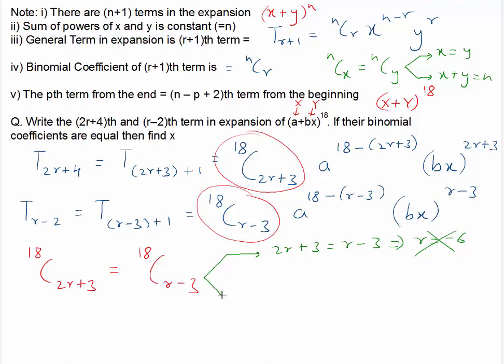So the second option is that 2r plus 3 plus r minus 3 equals 18. So this would give us 3r equals 18, or r equals 6, meaning when r equals 6, their binomial coefficients are equal. This should not be x, this should be r. So we found r as 6, for which the binomial coefficients of these two terms become equal.